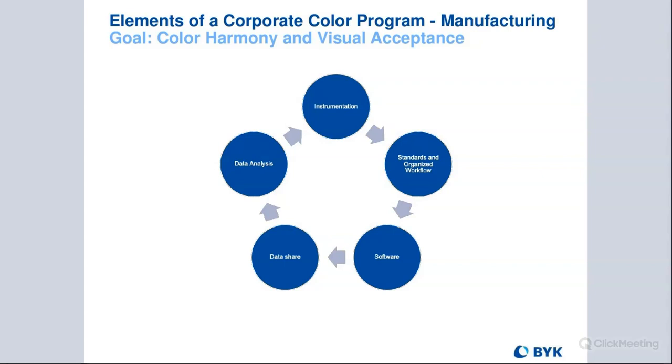So the first thing we need to talk about is why this is important. Color harmony and visual acceptance is always important. We don't just want you to measure things and use that pass-fail as your end-all be-all, because we know that visual, in most cases, overrules measurement, but we do want the measurements to be really close to what you're seeing visually.